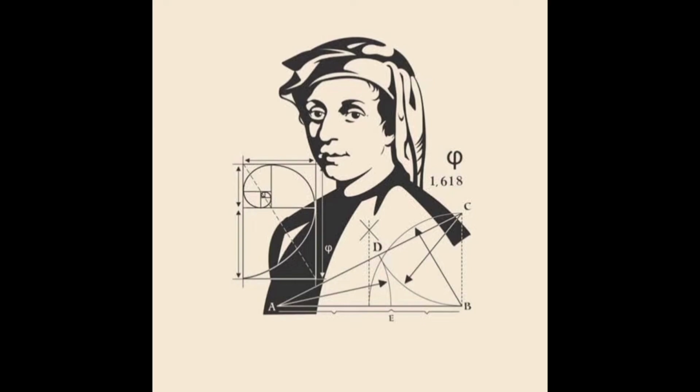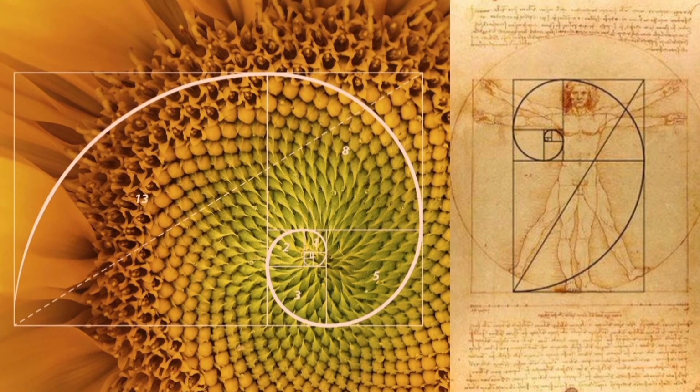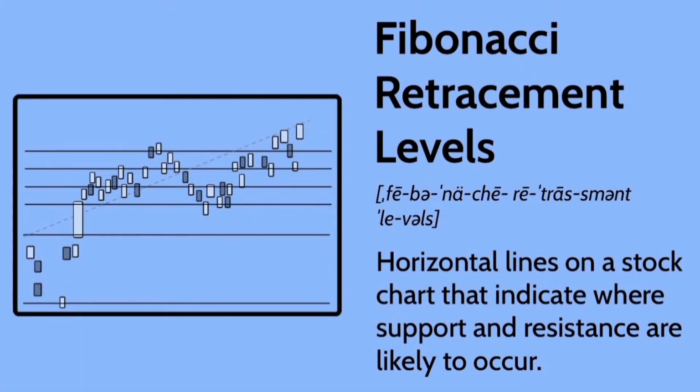This sequence is named after Leonardo Fibonacci, an Italian mathematician who introduced the sequence to the Western world in his book, Liber Abaci, in the 12th century. Now let's talk about the Fibonacci retracement levels. The Fibonacci retracement levels are a set of horizontal lines that indicate areas of support or resistance at the key Fibonacci levels before the price continues in the original direction.